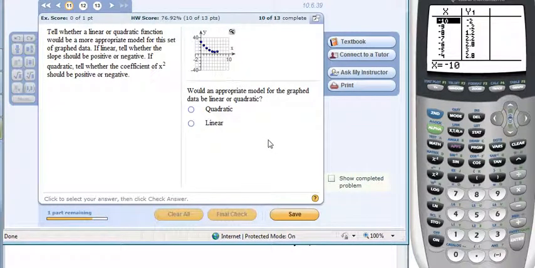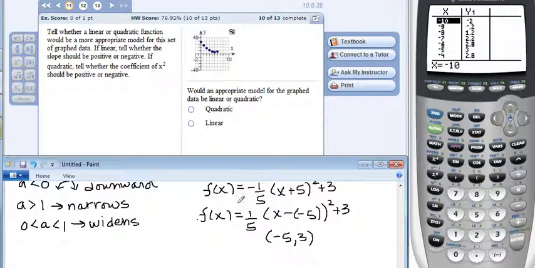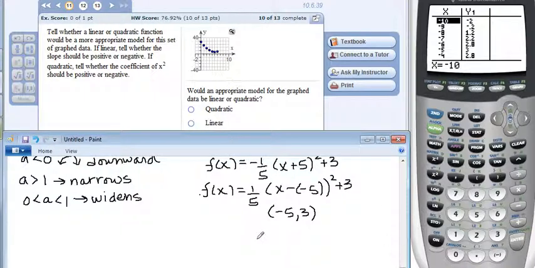All right, let's see what we got here. Tell whether a linear or quadratic function would be a more appropriate model for this set of graphed data. If linear, tell whether the slope should be positive or negative. If quadratic, tell whether the coefficient of x squared should be positive or negative. All right, let's go back into what linear is. Linear is a line. Quadratic is a parabola. So it's either this or this, that or that, right?